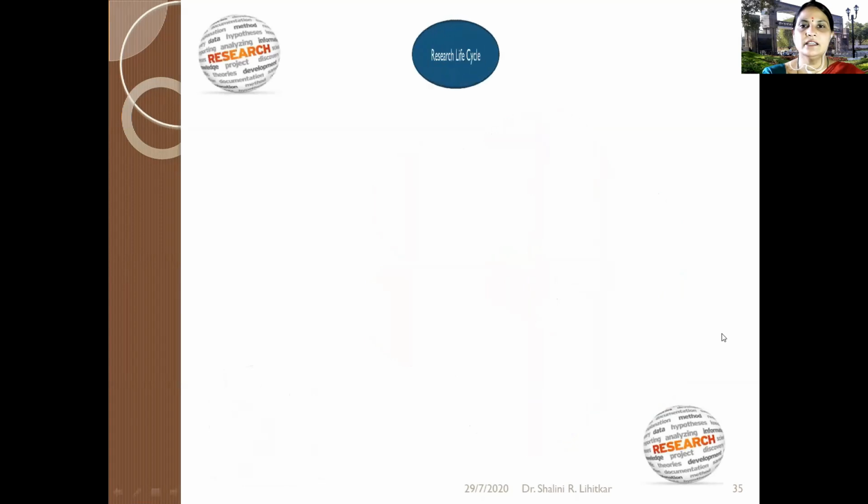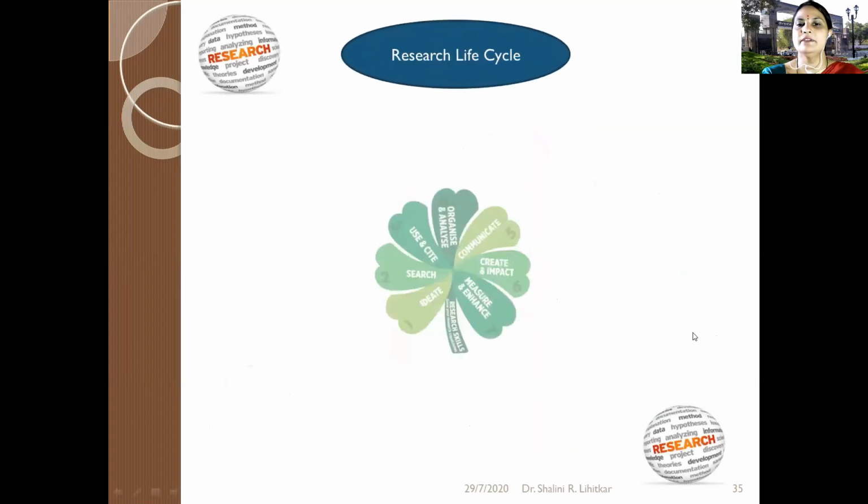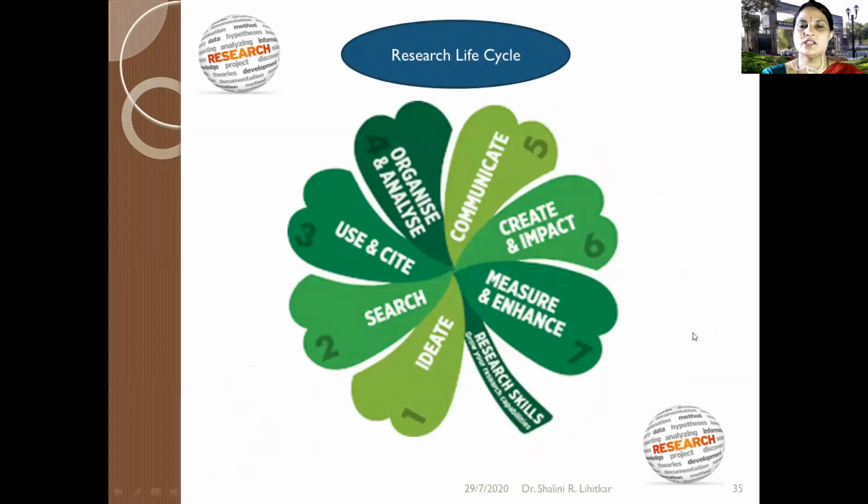So let us see here the research life cycle. We have already seen this research life cycle, but just for learning purposes, you can see there are 7 steps of research. First, we are creating the idea plan. Then after that, we are searching the literature. We are using the site and we are using the literature. We are organizing the data and analyzing the data. After that, we are communicating and we are creating the impact for our research visibility.